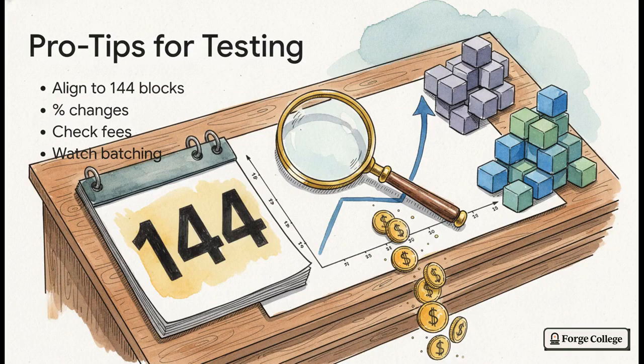Now, here are a few pro tips for your real-world application, straight from the advanced learning modules in our Forge College programs. First off, try to align your measurement windows to multiples of 144 blocks, which is roughly 1 day on the Bitcoin network. This naturally smooths out that pesky timestamp variance. Second, look at sustained percentage changes, not just a random single-day swing. Third, always cross-reference your findings with fee and mempool metrics.